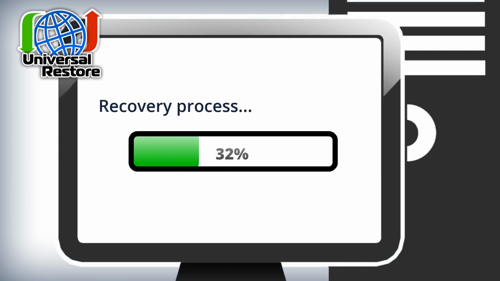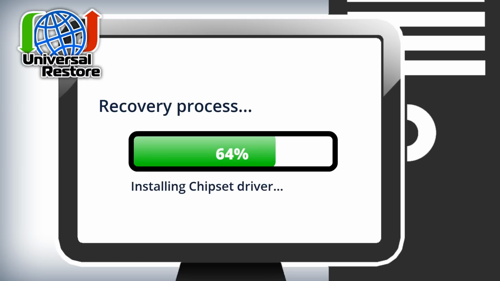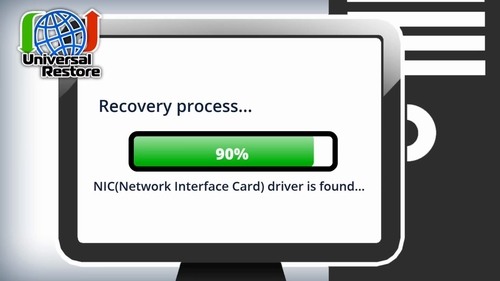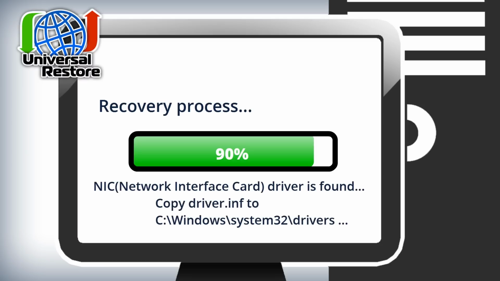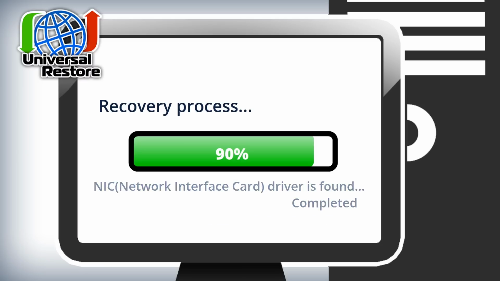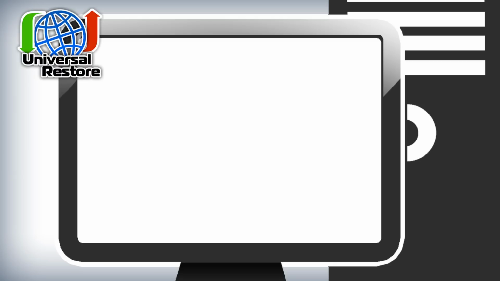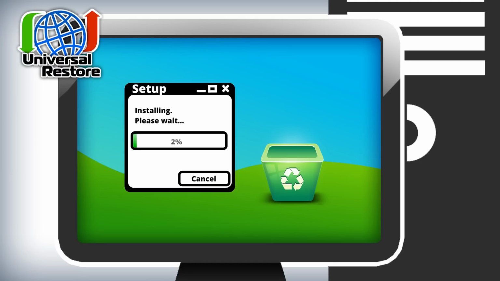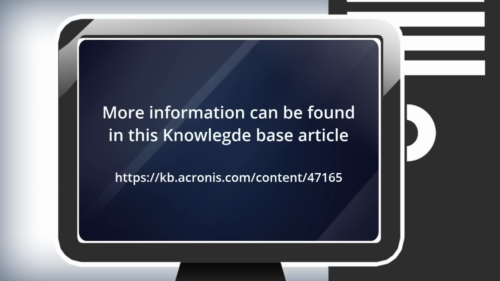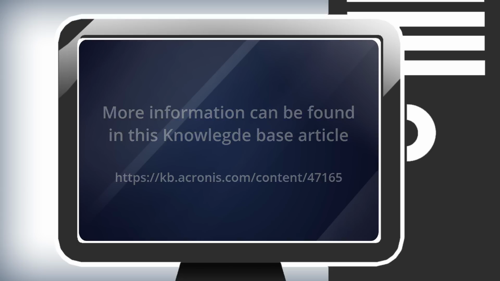Universal Restore installs boot device drivers, e.g. hard drive or RAID controller drivers, into the system during the recovery process, so that the operating system can boot from this device. If the proper NIC drivers are present, Acronis Universal Restore will copy them into the restored system and will schedule their installation on Windows boot up. More information can be found in this knowledge base article.